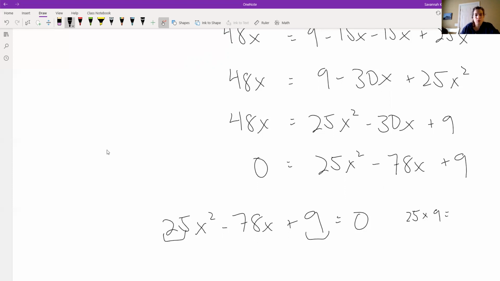Okay, and I don't remember what that is. I know, yeah, I'm going to be really cautious here, even though I feel like I could figure that out easier. 225. I need to factor 225 with 2 negatives.